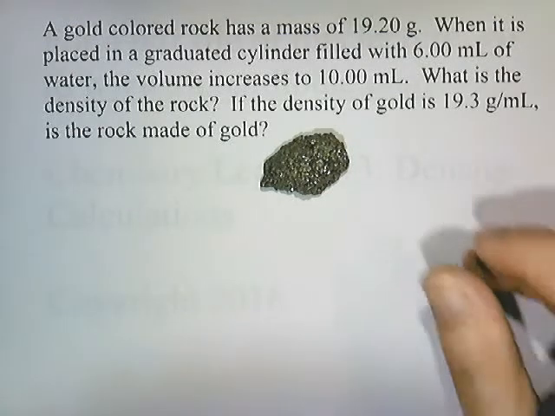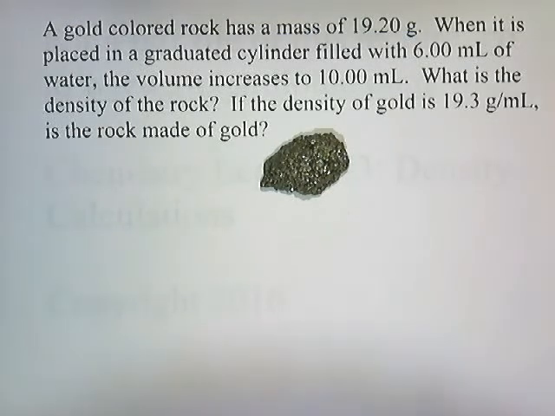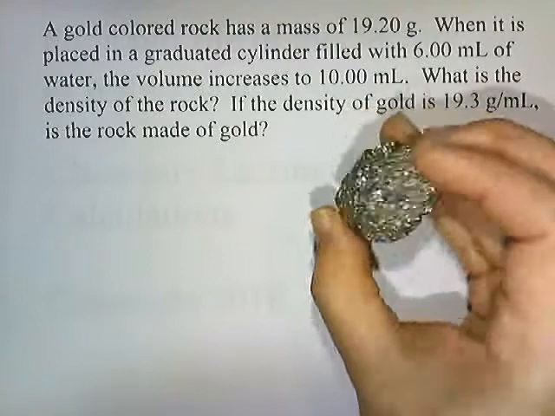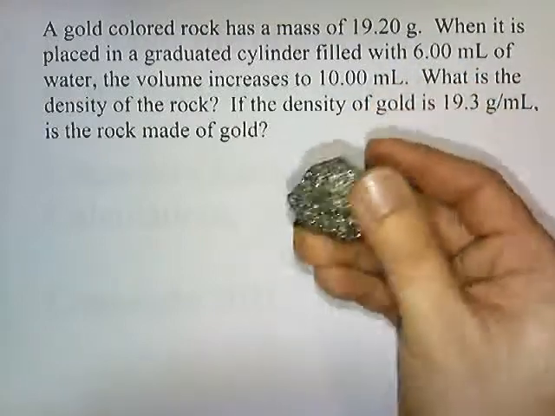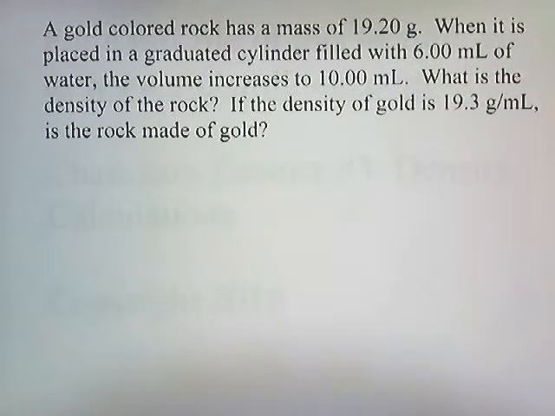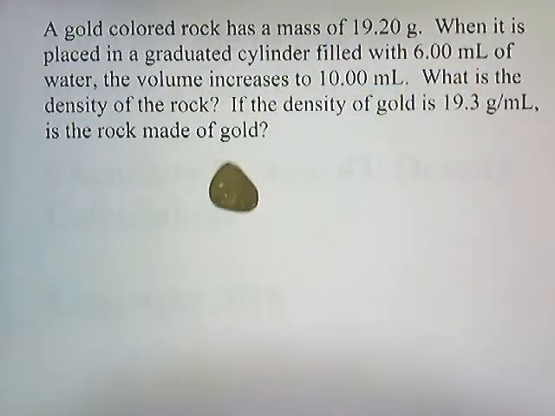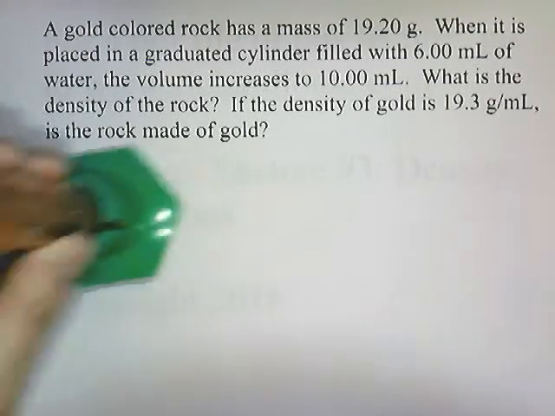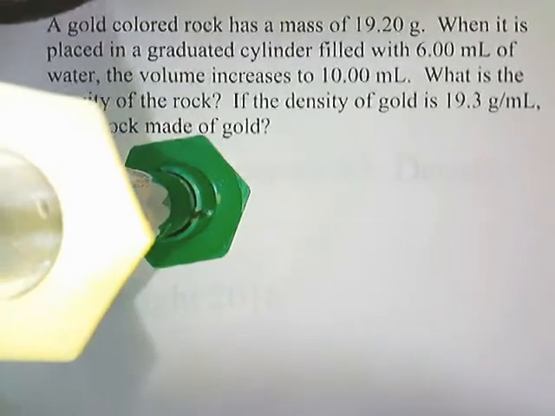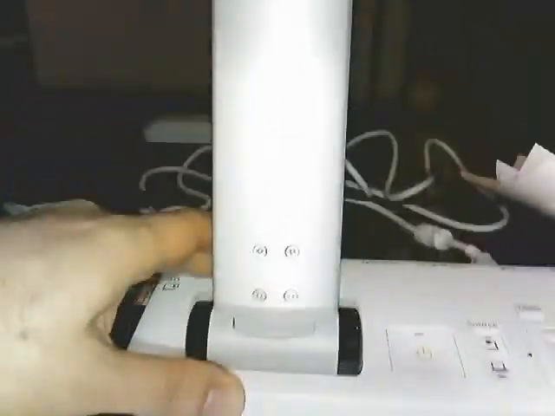All right, so this is a problem that shows that you can find the density of irregularly shaped objects by dumping it in water. It's hard to figure out the volume, how much space this takes up, because it doesn't have a regular shape. So here's another rock that doesn't quite have a regular shape, but I can find the volume of this rock if I took some water, and I'm going to move the camera again. Hold on.